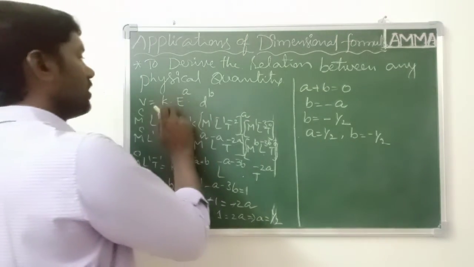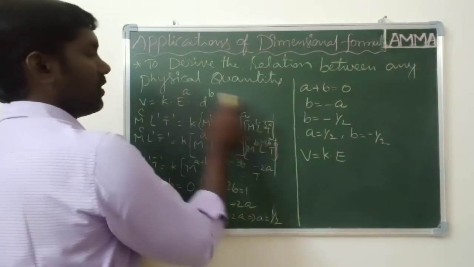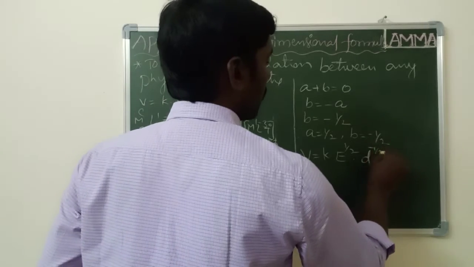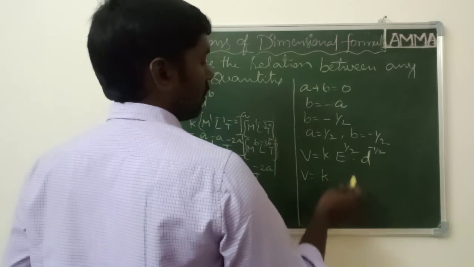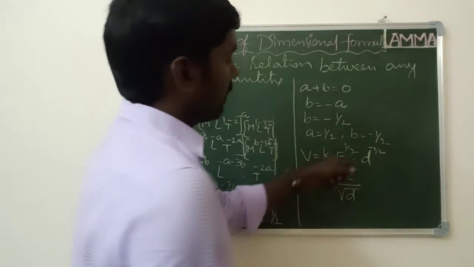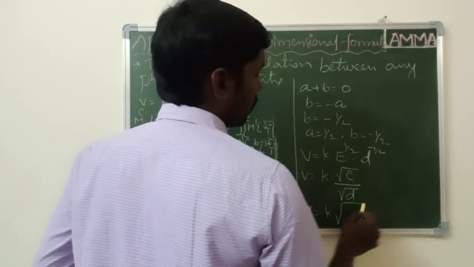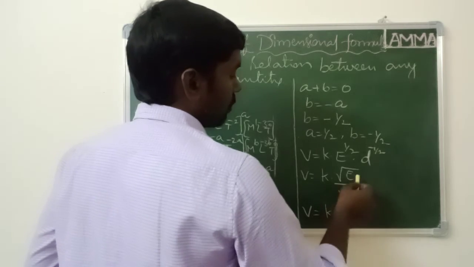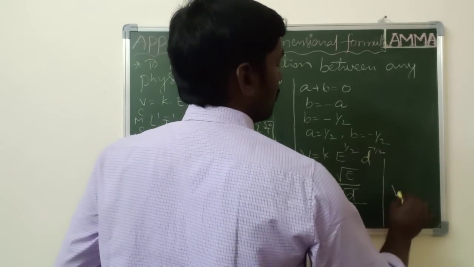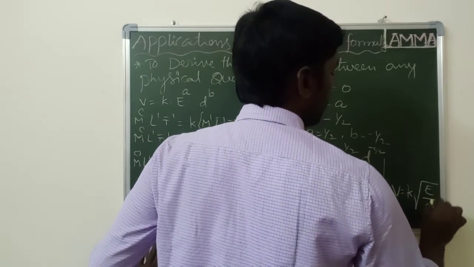Let's take these a and b values and substitute in the expression. Then v is equal to k into E to the power, what is the a value here? Plus 1 by 2, into D to the power, what is the b value here? Minus 1 by 2. So students, v is equal to k into E to the power 1 by 2, which means root E. Let us write D to the power minus 1 by 2 as 1 by D to the power plus 1 by 2, then we can write it as root D. Then v is equal to k into root E by root D, which we can write as root of E by D. So finally, the expression for the speed of sound in solids is v is equal to k into the square root of E by D.